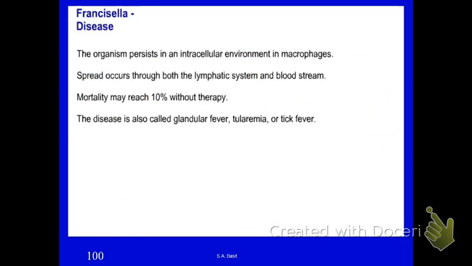The organisms persist in an intracellular environment in macrophages. That's the reason why it's called an intracellular parasite. Spread occurs through both the lymphatic and the bloodstream. If you do not address it with an antibiotic drug regimen, the mortality rate may reach up to 10%.